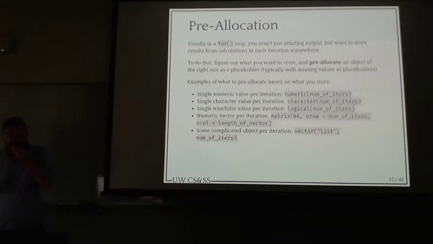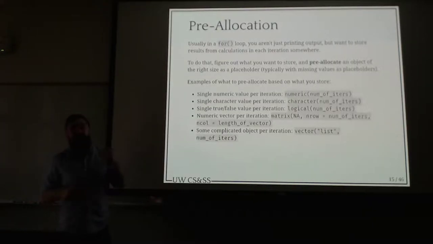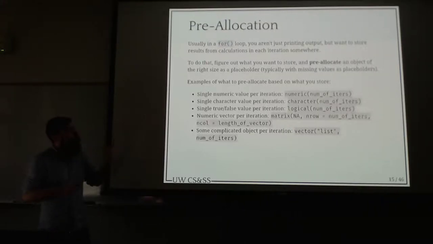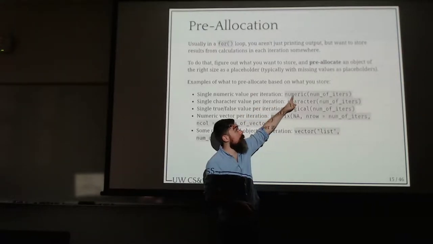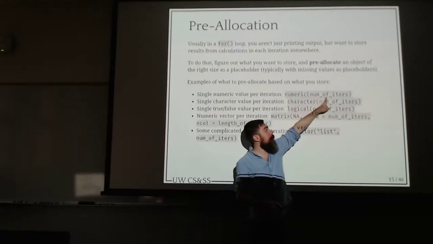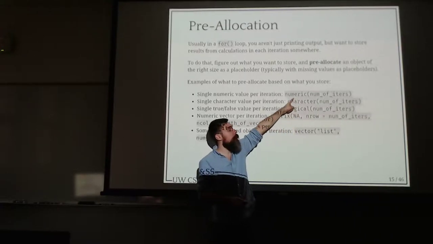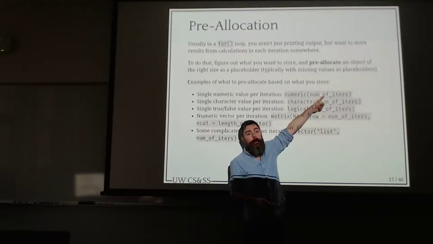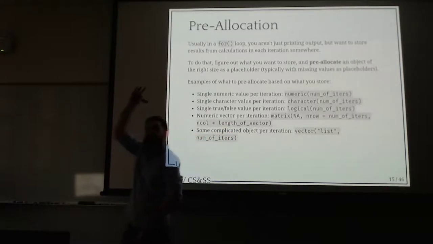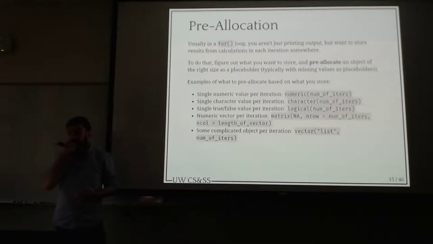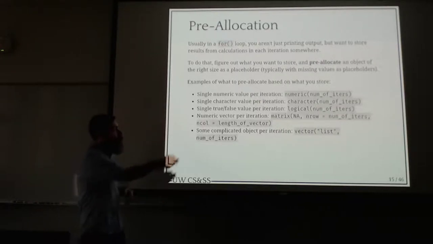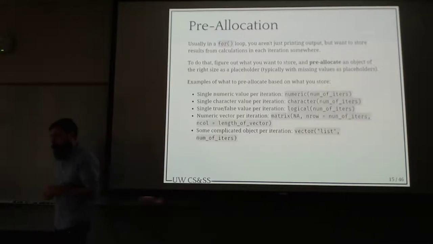So an example, let's say that you're running some sort of loop and every iteration of the loop is going to produce a single numeric value. You'd probably want to store a single numeric value in each element of a numeric vector. To do that, you would say, I want to create something which is a numeric of length number of iterations. So the numeric function, whatever you give as its first argument here, is going to create a numeric vector of that length. By default, it's going to be filled with zeros. You could fill it with something else if you want, but it doesn't matter. You're going to overwrite every single one of them.